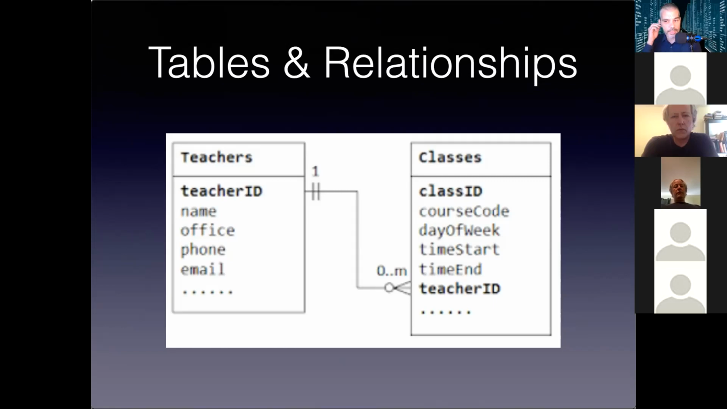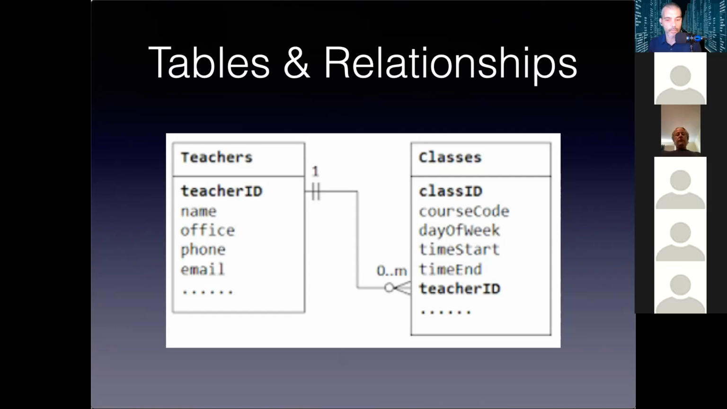There is a unique ID for each teacher. There is a name, office location, phone, email, et cetera. And then we have a table of classes that an individual teacher might teach. Those classes also have an ID, the class ID. There is a space in the table for the course code, what day of week that course is taught, the time it starts, the time it ends. And then if you see that second bolded column in the classes table is the teacher ID.